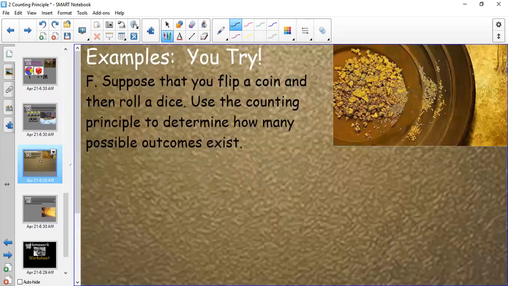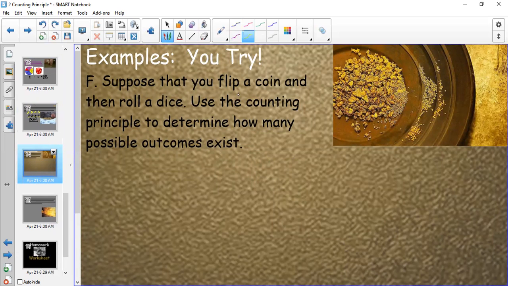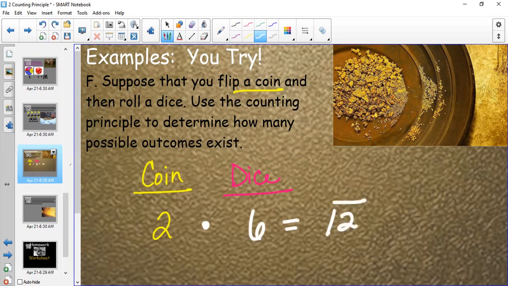Okay, now go ahead and pause this one and try this one on your own. All right, let's see how you did. We have to flip a coin. That's one event. We have to then roll a dice. That's our second event. We have 2 events here. So if we flip a coin, I have 2 options. If we roll a dice, I have 6 options. Counting principle says multiply those together to get an answer of 12 different outcomes.